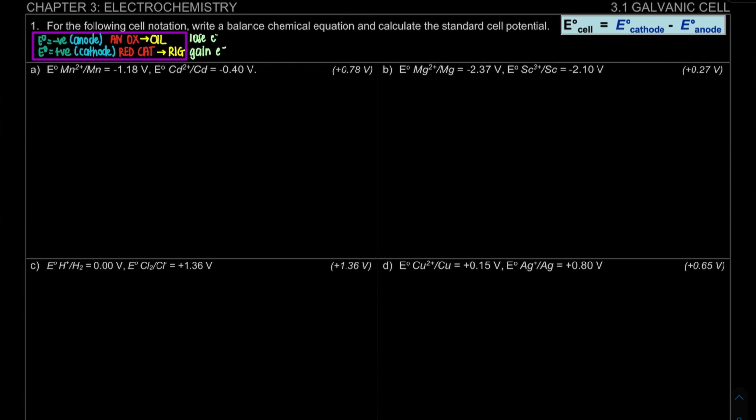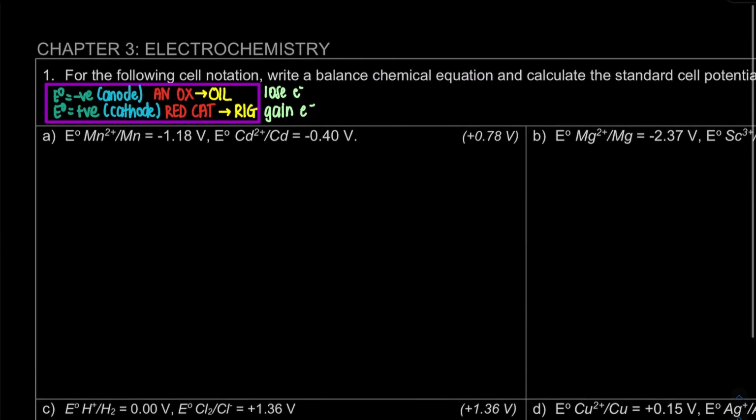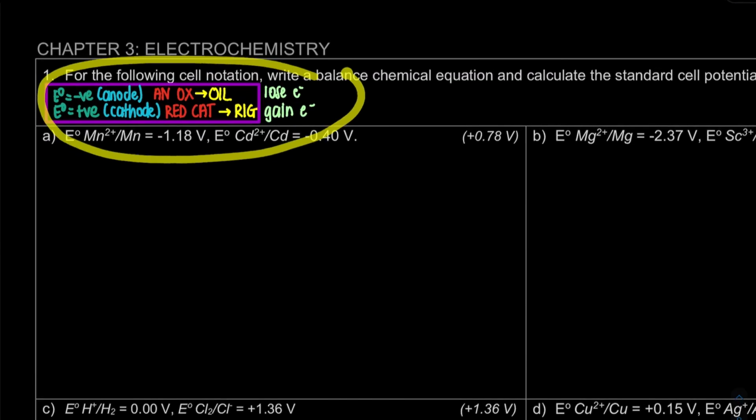Okay, so for the examples on page 6 here, for the following cell notation. For this question, they ask you to write a balanced chemical equation and calculate the standard cell potential. To calculate the standard cell potential, it is E naught cell equal to E naught cathode minus E naught anode, kakak tolak adik ataupun cucu tolak atuk. But then this question asks you to write a balanced chemical equation. So before that, just take a minute to pause this video and write down the summary here.